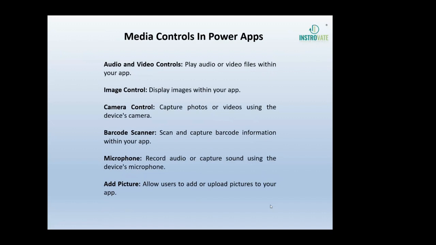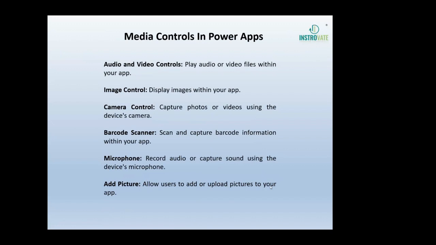Now media control in Power Apps. Power Apps has different media controls like audio and video control, image control, camera control, barcode scanner, microphone, add picture. So if you want a user to upload a picture from their device, for that you use add picture. If you want to record audio or capture sound using the device microphone, you use the microphone. Similarly barcode scanner, similarly camera control. So these controls all have different purposes.